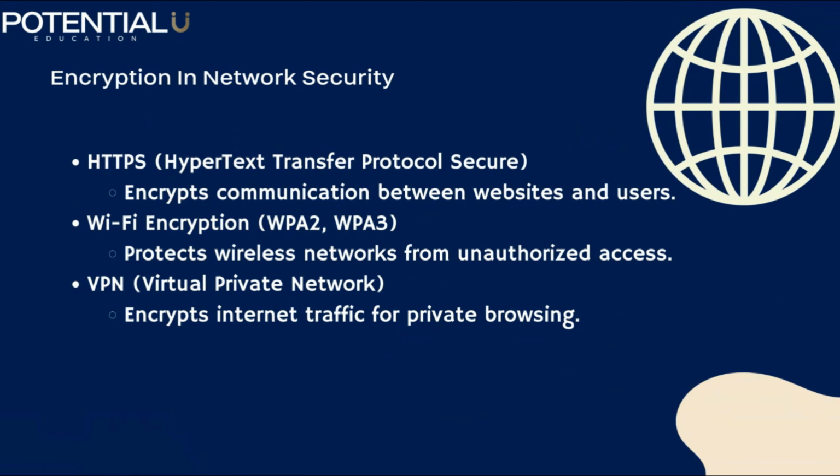So encryption in network security. HTTPS, so Hypertext Transfer Protocol Secure, encrypts communications between websites and users. Wi-Fi encryption, so WPA 2 and 3, protects wireless networks from unauthorized access. And a VPN, which is a virtual private network, encrypts internet traffic for private browsing.